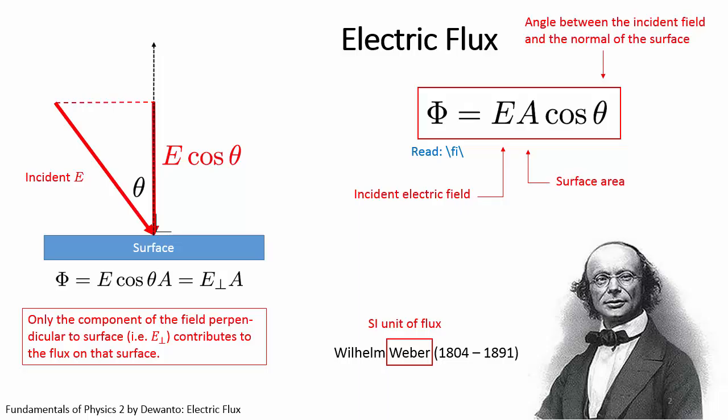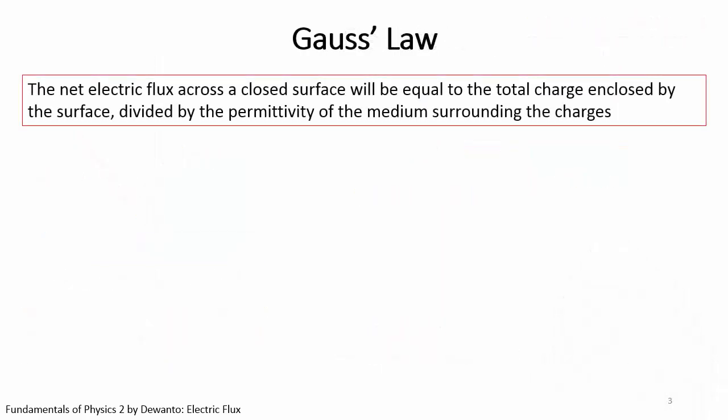If electric flux is proportional to electric field and electric field originates from charge, there should be an equation that relates electric flux to charge. That equation is known as Gauss' law, which states that the net electric flux across a closed surface will be equal to the total charge enclosed by the surface, divided by the permittivity of the medium surrounding the charges. The key word here is the word closed. Only charges enclosed by the surface contribute to the electric flux on that surface.